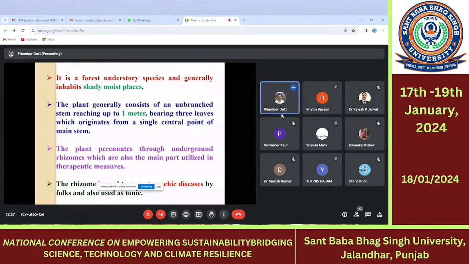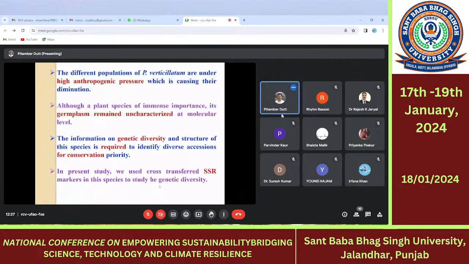And the rhizome is used by the folks to cure stomach diseases, and used as a tonic. The different populations of Polygonatum verticillatum are under high anthropogenic pressures, which is causing their diminution. The plant species is of immense importance, yet its germplasm remains uncharacterized at the molecular level.